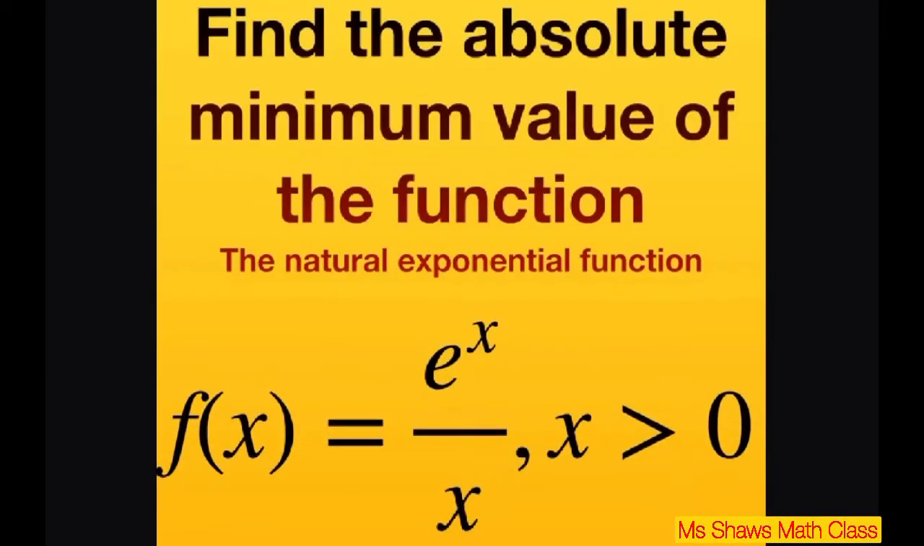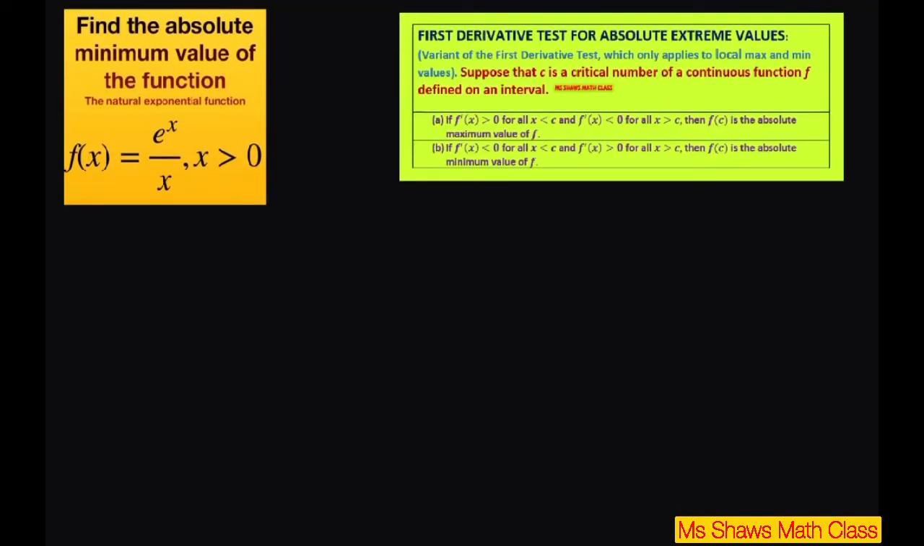Everyone, we're going to find the absolute minimum value of the function f of x equals e to the x power divided by x, where x is positive. Whatever we get is probably going to be the minimum, because that's what they're asking for. But we're going to use the first derivative test for absolute extreme values, and that will determine if it's a min or max. It's going to be a min because that's what they're asking for, but let's look at this.